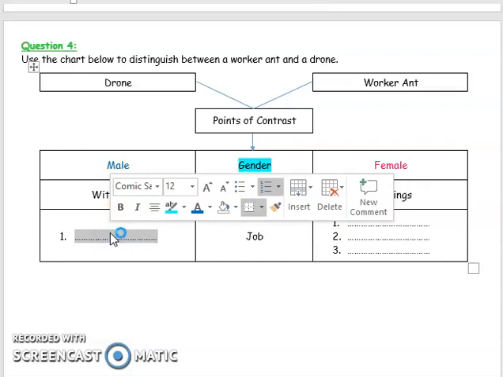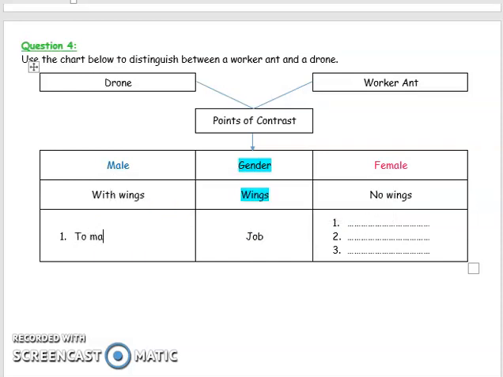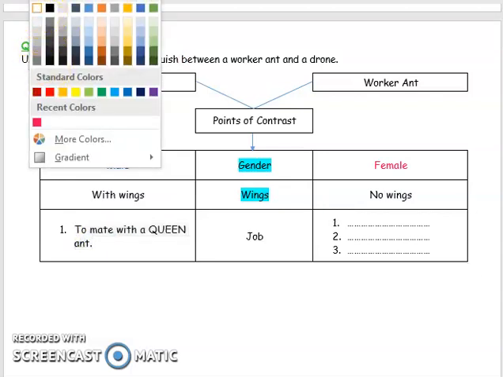The drone has one function, which is to mate with a queen ant, and after mating with a queen, the drone will die. It doesn't have another job. This is the drone's function. This is the drone's job.